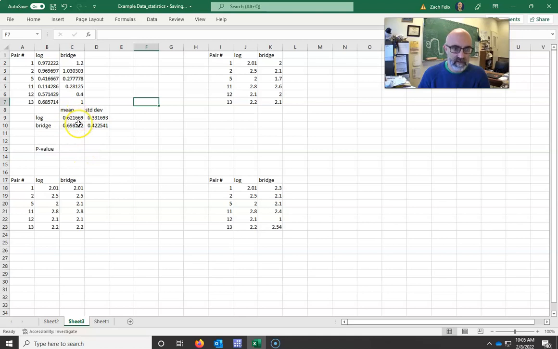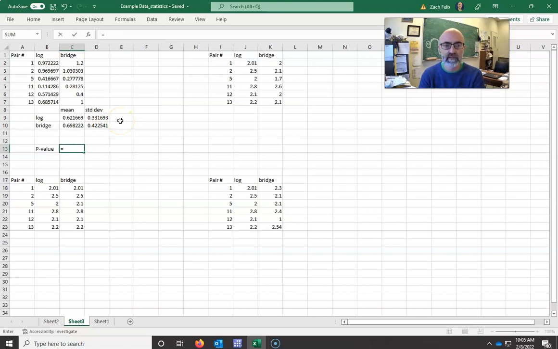So, are they different? That's the big question, right? Is this average different than this average, considering the amount of variability that we have? So, again, if I ask everybody in the class, we're going to have different opinions about that very question. So we're going to make this objective by calculating a t-statistic.